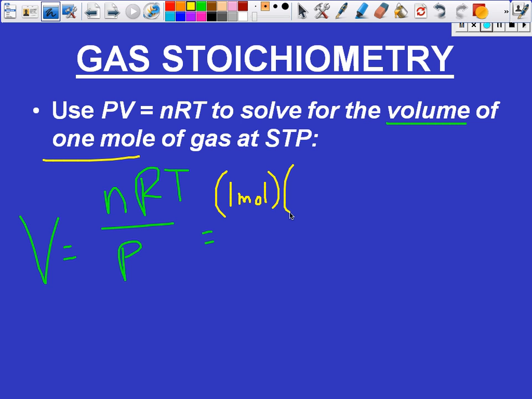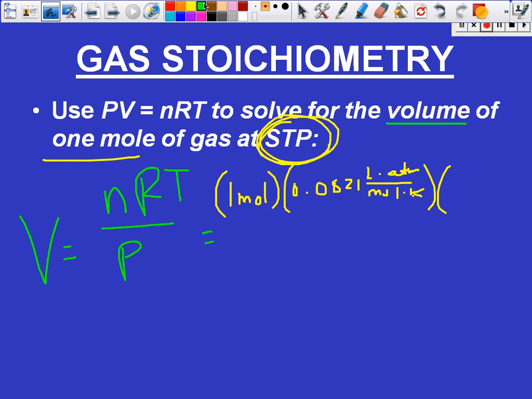All right, we know R is always going to be constant, and it's 0.0821 liters times atmospheres over mole times Kelvin. All right, and then your temperature. We don't know our pressure yet, but then look what it tells us. At STP. All right, well, we know our temperature at STP is going to be 273 Kelvin.